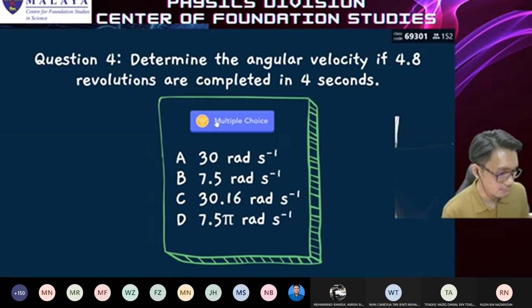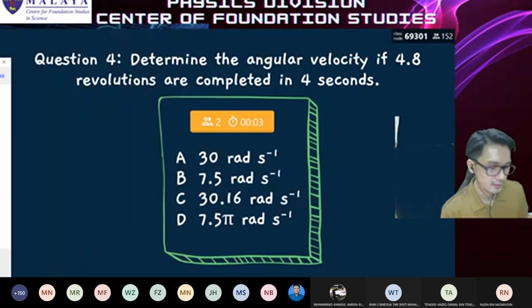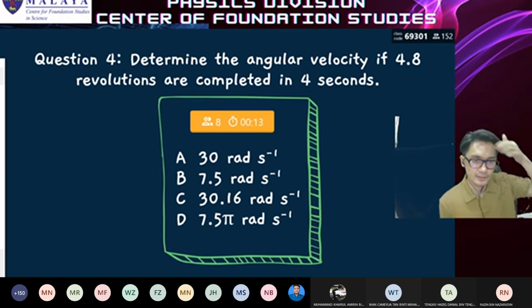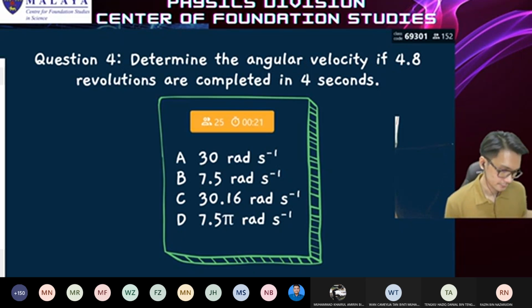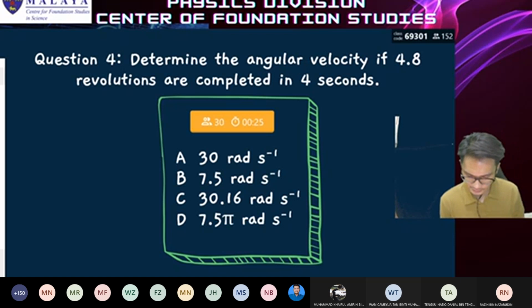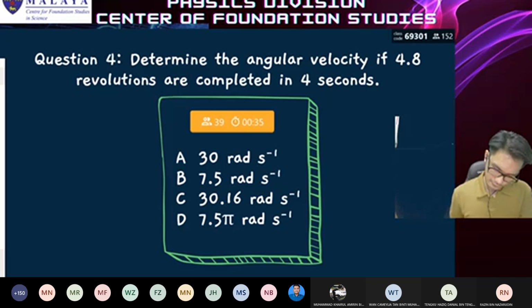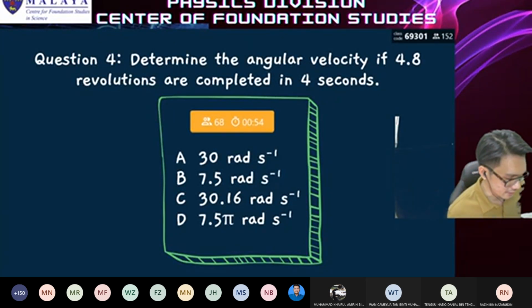Determine the angular velocity if 4.8 revolutions are completed in 4 seconds. Okay, jadi macam mana nak buat? Determine the angular velocity if 4.8 revolution are completed in 4 seconds. Okay, boleh jawab. Saya buka 1 minit. Okay. Cuba kira 4.8 revolution in 4 seconds. Ramai yang jawab sebab kita ada 160 people here and only 63 people yang jawab. Another 100 masih lagi mengira.